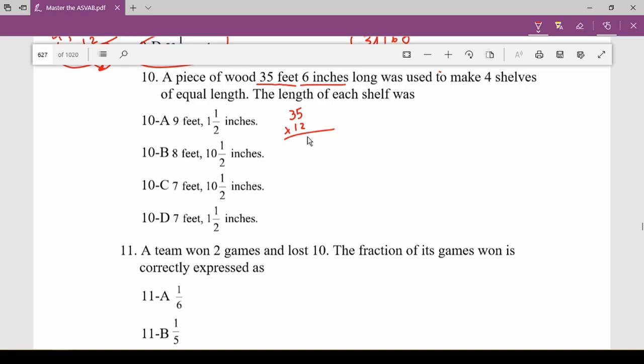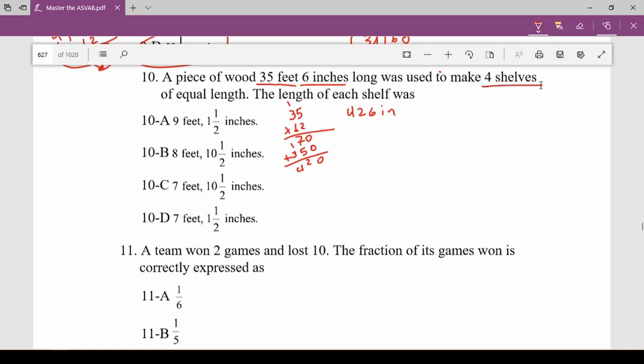So 5 times 2 is 10. Carry the 1. 3 times 2 is 6, plus 1 is 7. Add a 0 since we're starting this number. 1 times 5 is 5. 3 times 1 is 3. Add 0 plus 0 is 0. 7 plus 5 is 12. Carry the 1. So we know there are 420 inches in 35 feet. Let's add our 6 inches to that. So we know there are 426 inches in 35 feet and 6 inches.